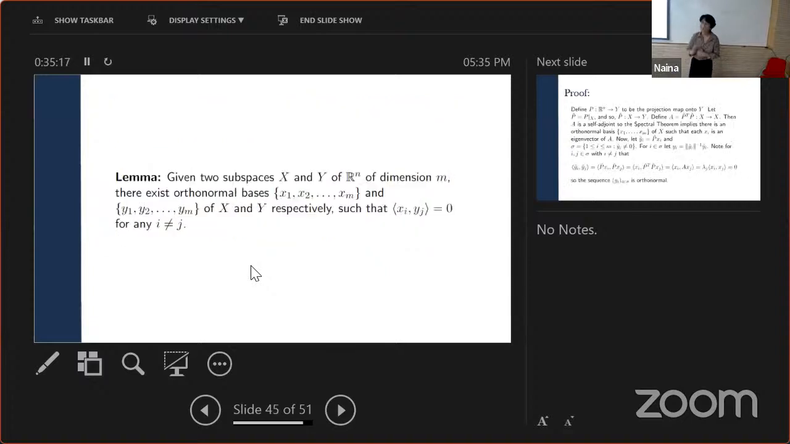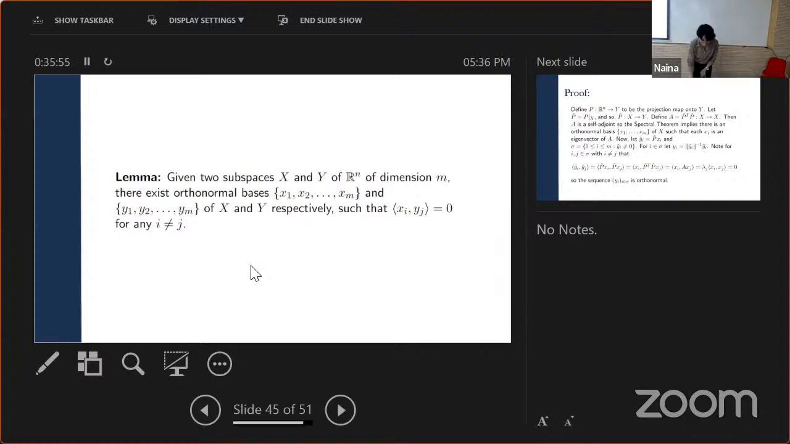In order to do that, we used this cute small lemma that makes the whole process easy. The lemma says that if I have 2 subspaces, X and Y, of the same dimension, then I can find an orthonormal basis for X and an orthonormal basis for Y, where x_i and y_j for i not equal to j are orthogonal to each other. As long as the indices are the same, they're not orthogonal. But if they're different, then even between X and Y, they're orthogonal. Of course, they're orthogonal amongst themselves because they're orthonormal, but even between the two spaces, they're orthogonal.